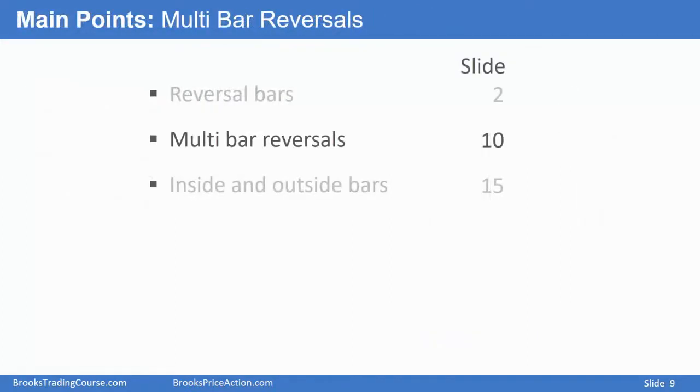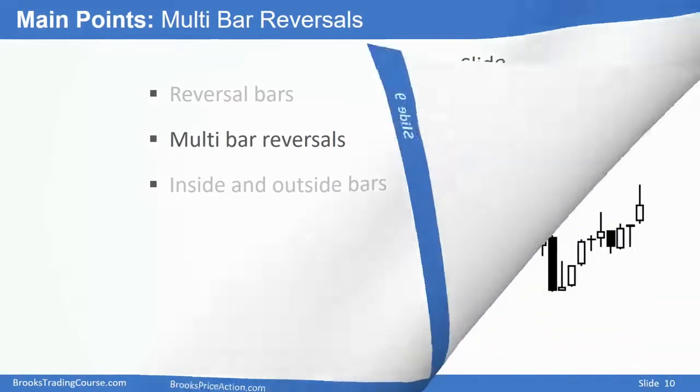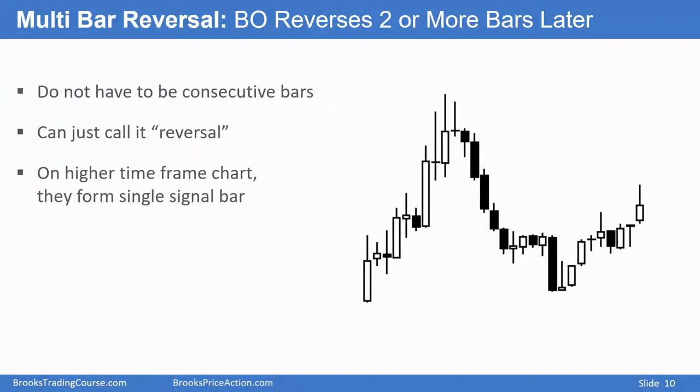Reversals can take place over the course of more than just 2 bars. And the bars do not have to be consecutive. Just think of it as a reversal. We're going up, we're going down. So the market reversed. We have a strong bull breakout and a strong bear reversal. Here's the bull breakout. No reversal here, but we did get the reversal here. On some higher time frame chart, this 6 or 7 bar pattern is a bear reversal bar.